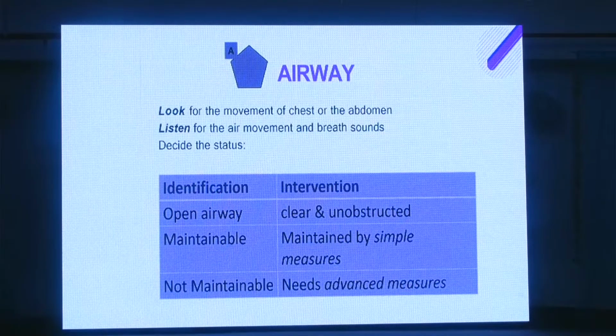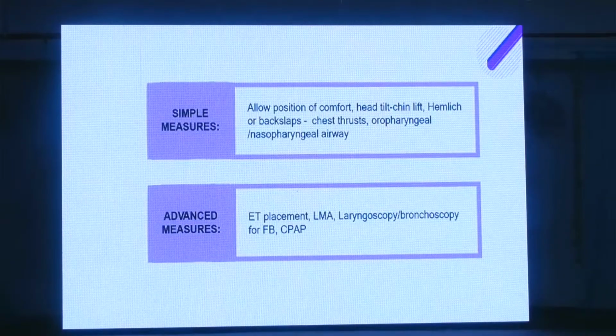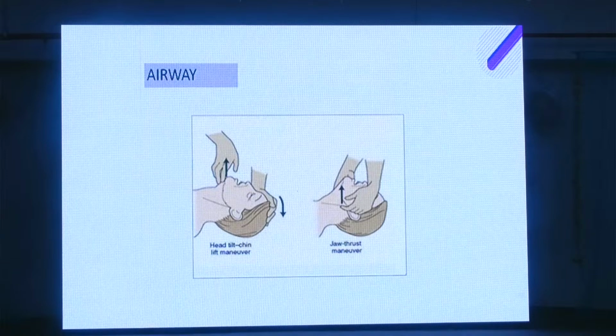If maintainable, you have to do simple measures. If non-maintainable, you have to do advanced measures like ET intubation. In simple measures, you can see like head lift, chin lift, and like Heimlich maneuver, back slaps, and chest thrust, oropharyngeal tube, nasopharyngeal airway. Those things we use in the simple measures. Advanced measures, we can use laryngeal mask, endoscope, bronchoscope, and CPAP. This one is head tilt and jaw thrust.